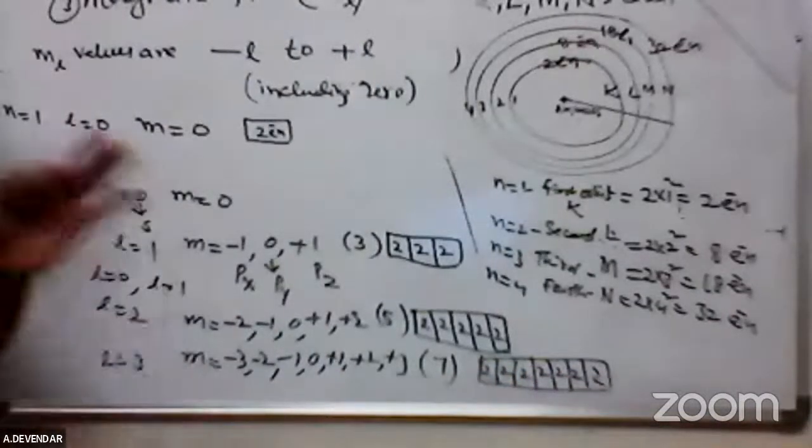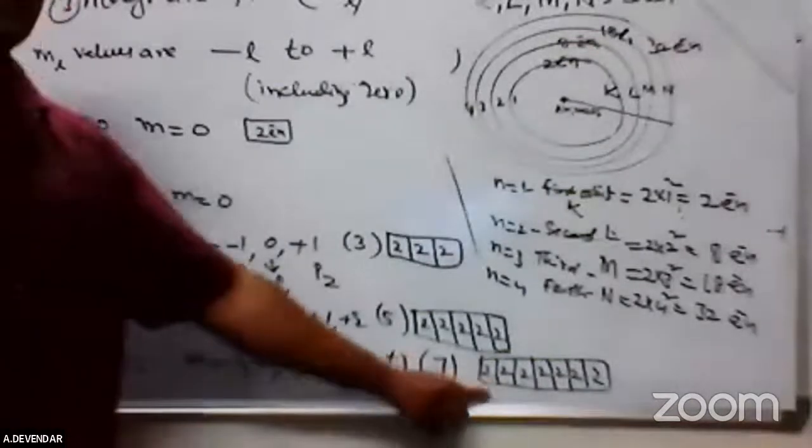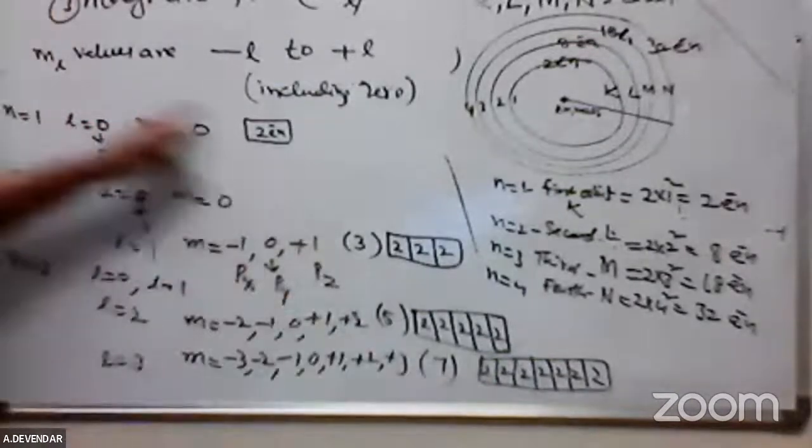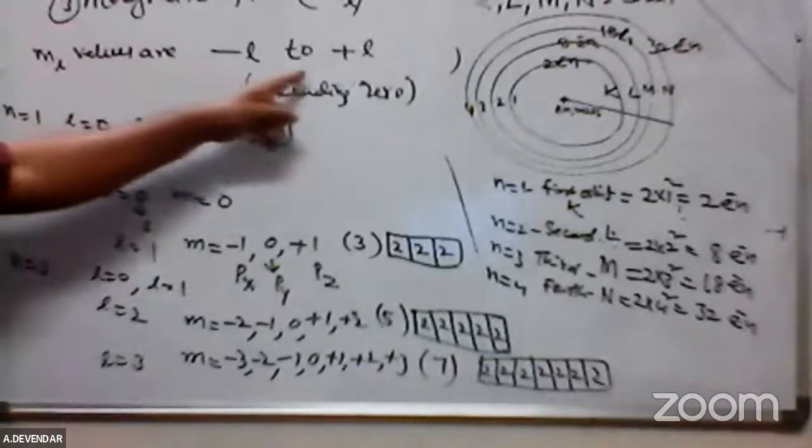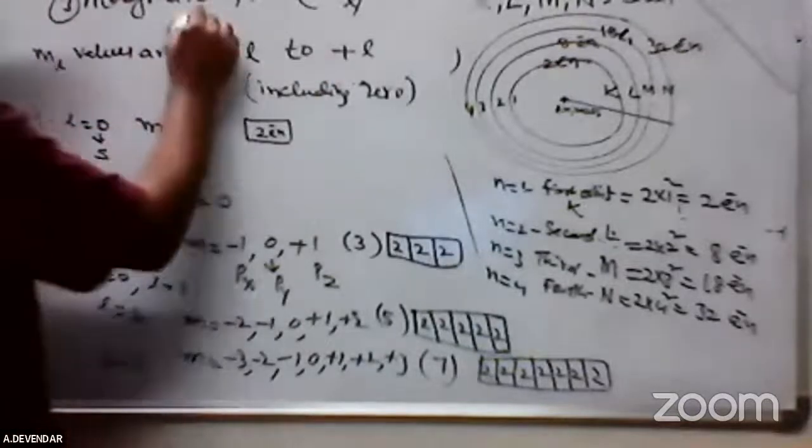That means each orbital holds only 2 electrons maximum. This is explained by the magnetic quantum number. The magnetic quantum number was proposed by Landé. Of course, the M values are minus L to plus L. This is proposed by Landé.